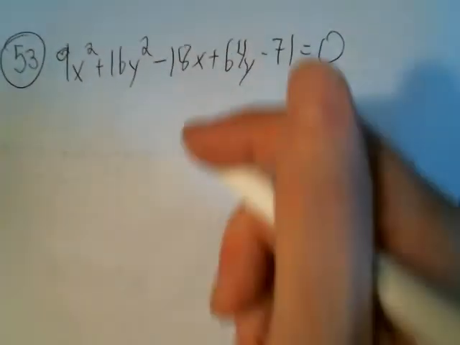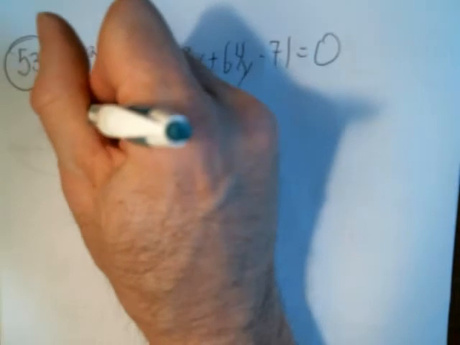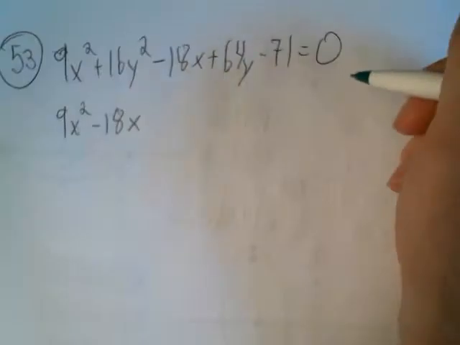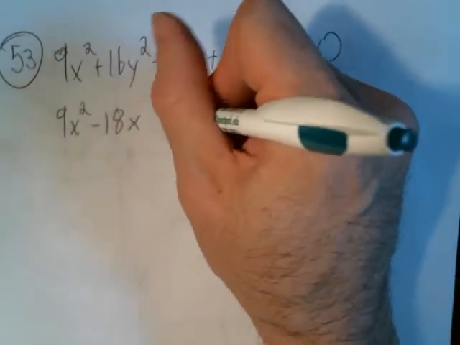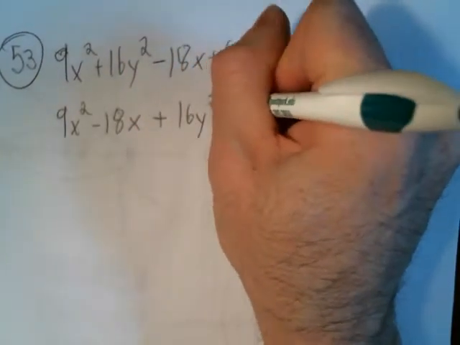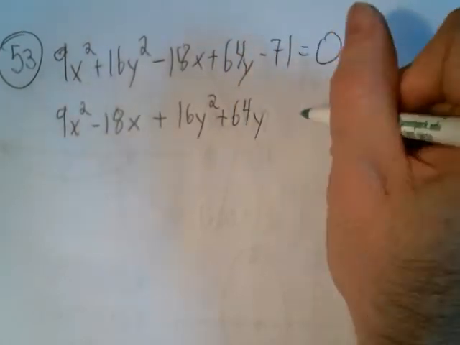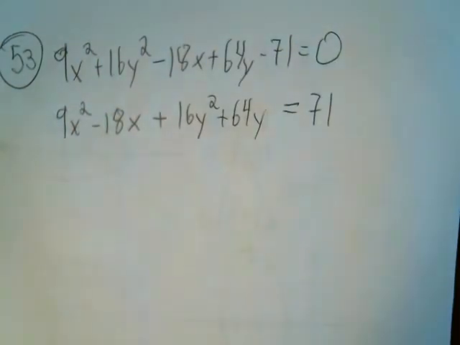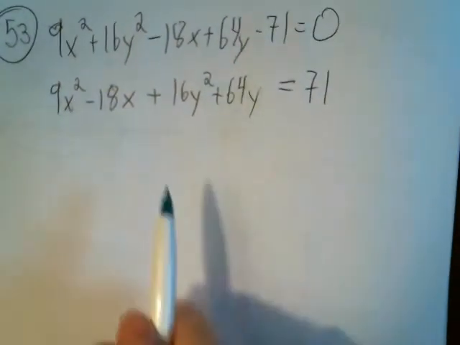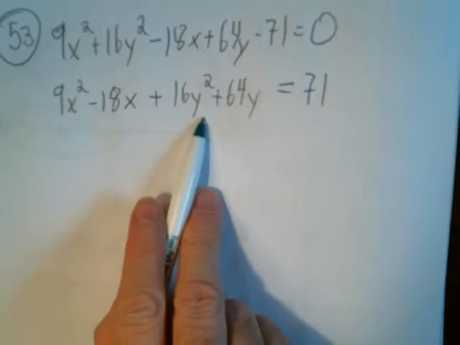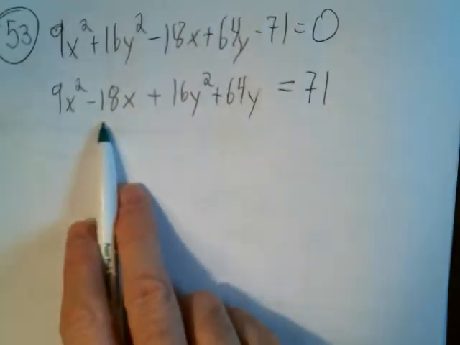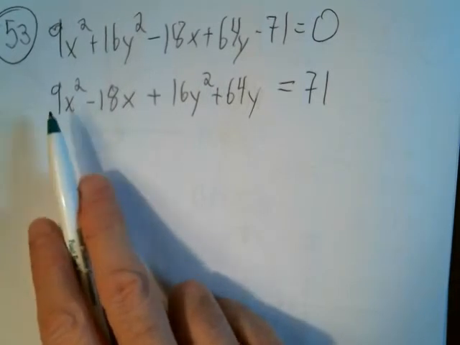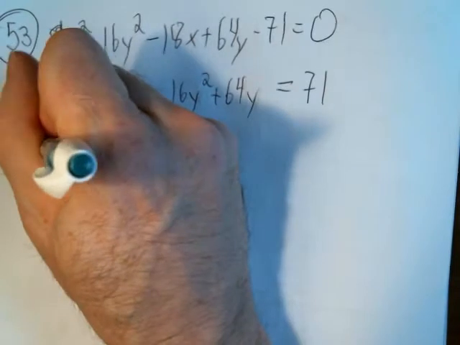looking like that. So what you're going to do is collect the x terms together, 9x squared minus 18x, and then the y terms, collect those together, 16y squared plus 64y. On the other side, we're putting the constant terms, so right now we have 71. Okay. We want to complete the square on this guy and this guy. One tidbit about completing the square, you need a leading coefficient of 1 to do that. Right? So the first thing we have to do here is factor out.